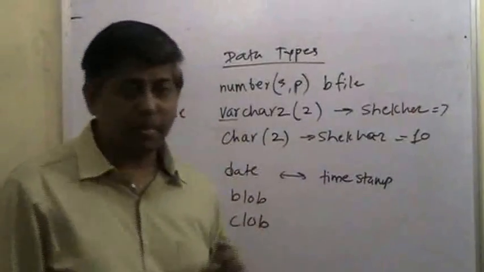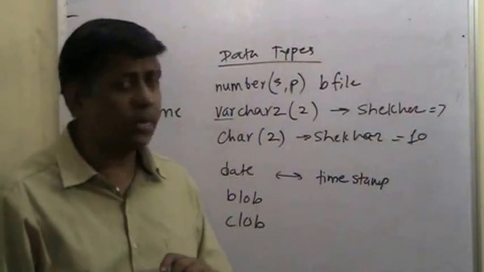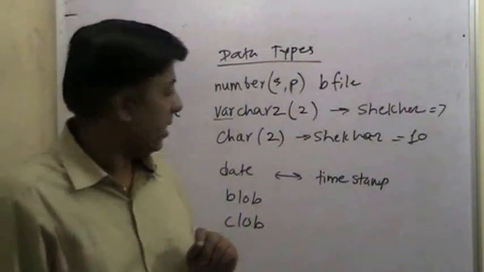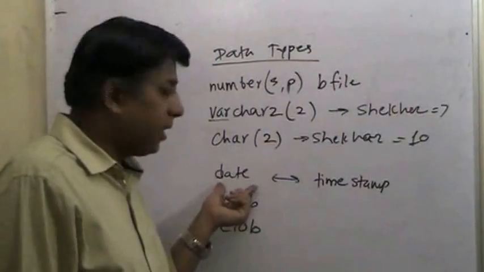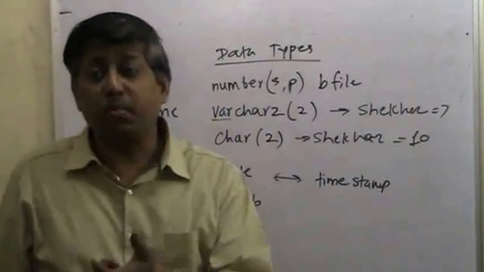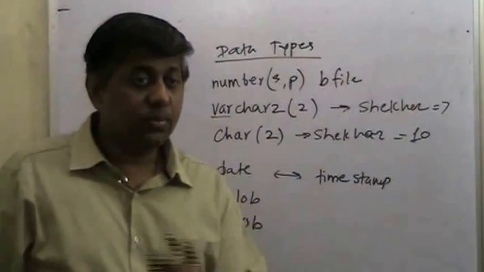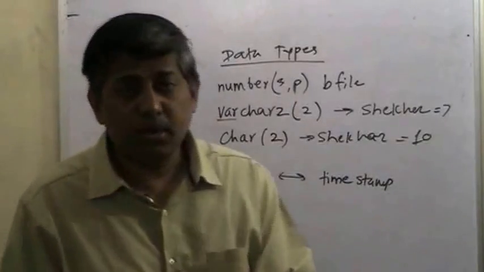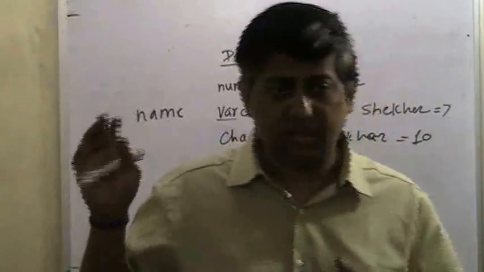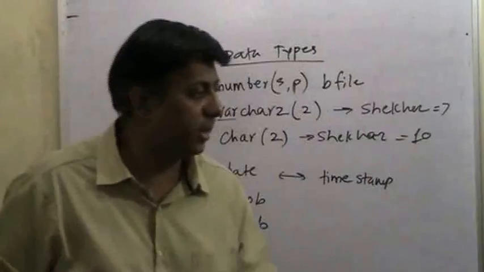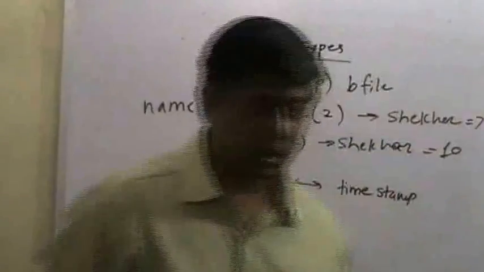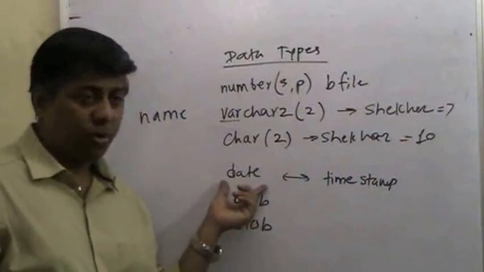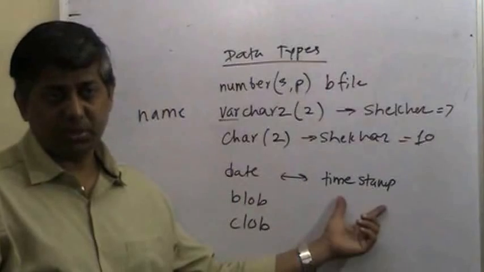Now date and timestamp. When to use date, when to use timestamp. Date is a data type which stores date as well as time. And timestamp is a data type which will store date as well as time, but not in the millionth of seconds. It will store it with less precision. So date for more precision, timestamp for a little less precision.